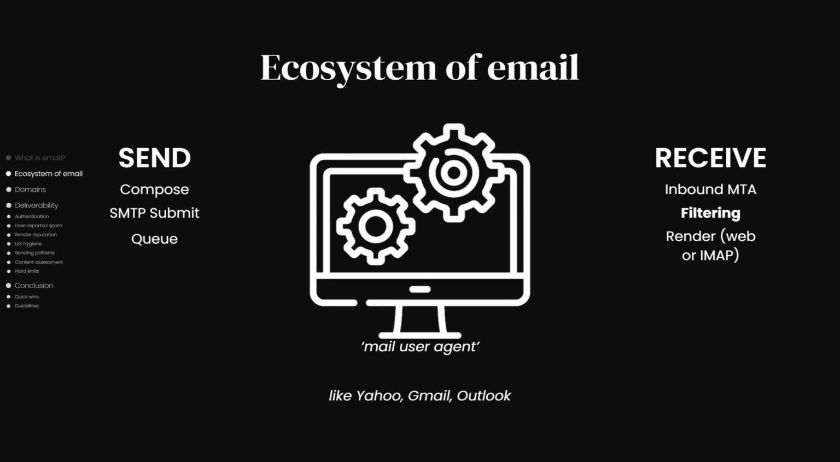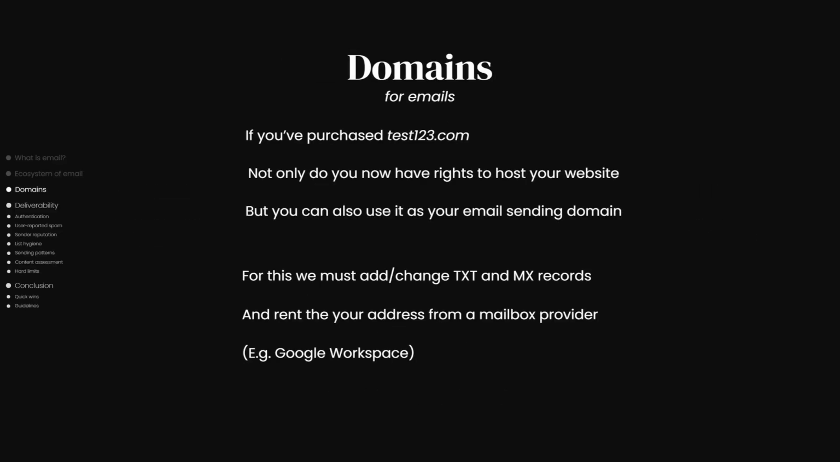That's the reason it's in bold, because filtering is probably the most important step when it comes to what we want to get out of email. So next up, we have domains. We've purchased our domain by now. What we need to know is that we purchased this domain, test123.com.